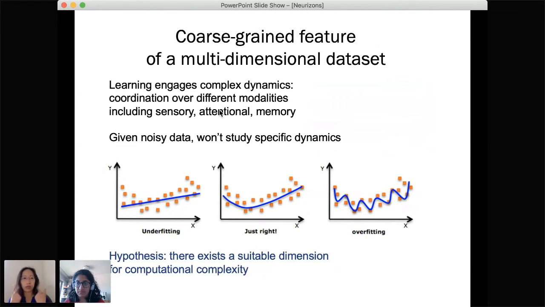As we learn something, we see and listen, and then I try to synthesize it using my attention. And then, of course, there's the memory that comes over days and over weeks and months. And so as I've told you, given the noisy data, we won't study a very specific dynamic in a specific voxel. But what I'm trying to look for here is maybe a coarse feature. And in this case, the idea is we're going to look for the right dimension of the data.